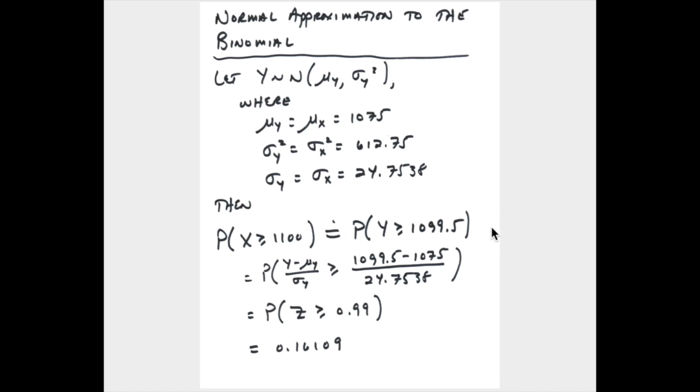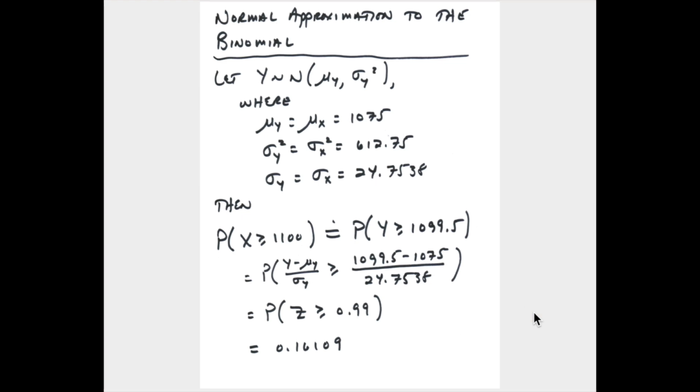We're then going to approximate the probability that x is greater than or equal to 1,100 by this probability involving the normally distributed random variable. And notice that we are using the continuity correction factor here, and so we're going to approximate the desired probability by the probability that y is greater than or equal to 1,099.5. Once we standardize and get this in terms of z, this probability is equal to the probability that z, the standard normal random variable, is at least 0.99. We can get that from the standard normal table or the TI-84, and to 5 decimal places that probability is 0.16109.